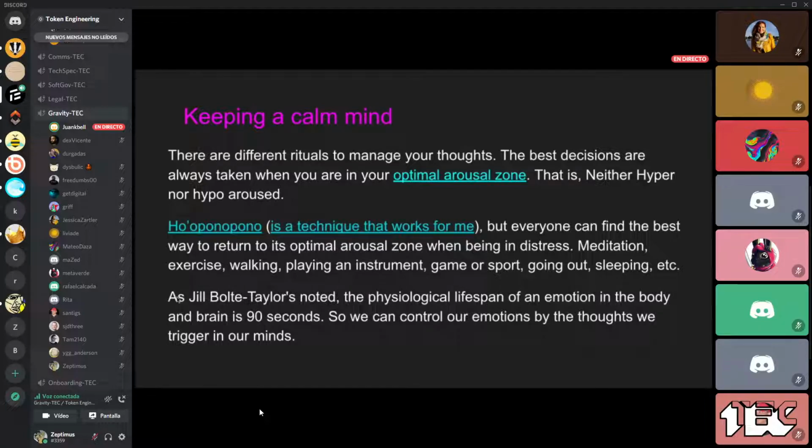And as Jill Bolte Taylor noted, the physiological lifespan of an emotion in the body and brain is 90 seconds. So we can control our emotions by the thoughts we trigger in our mind. That means if you're hyper aroused and you only keep thinking hyper aroused thoughts, you will only have hyper aroused thinking, and you will keep yelling stuff at yourself or at the other person mentally. But if you go to the balcony, you are going to be able to change the lifespan of that emotion. And this is a practice that I have shared here in the community that works for me, called Ho'oponopono. But everyone can find the best way to return to their optimal arousal zone.